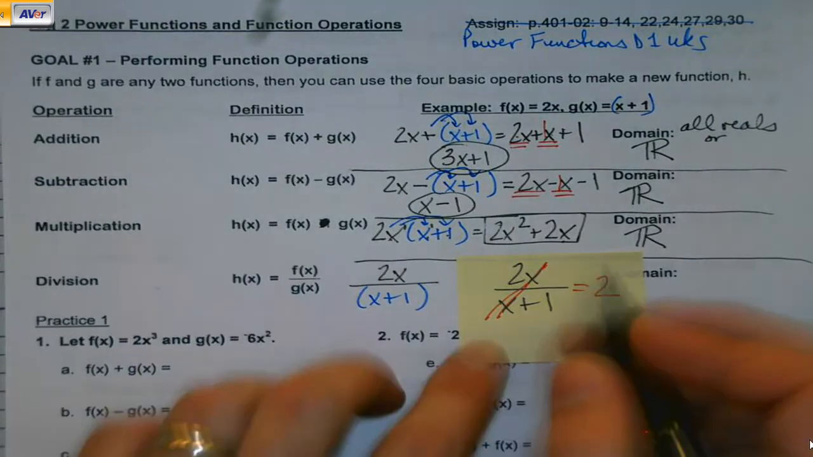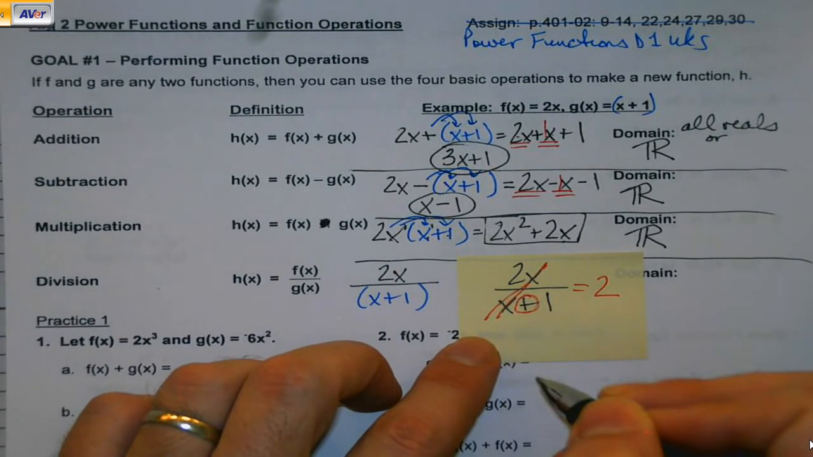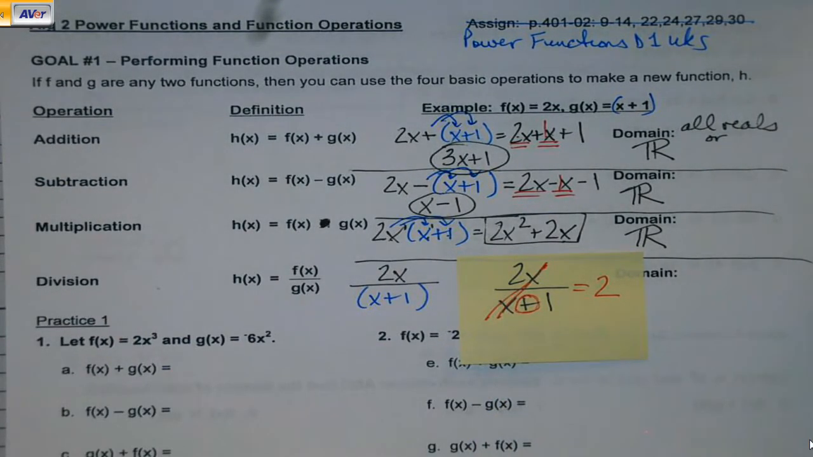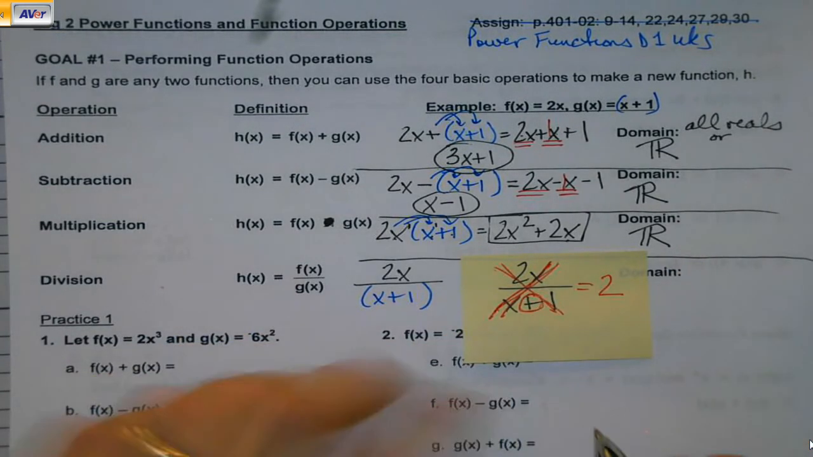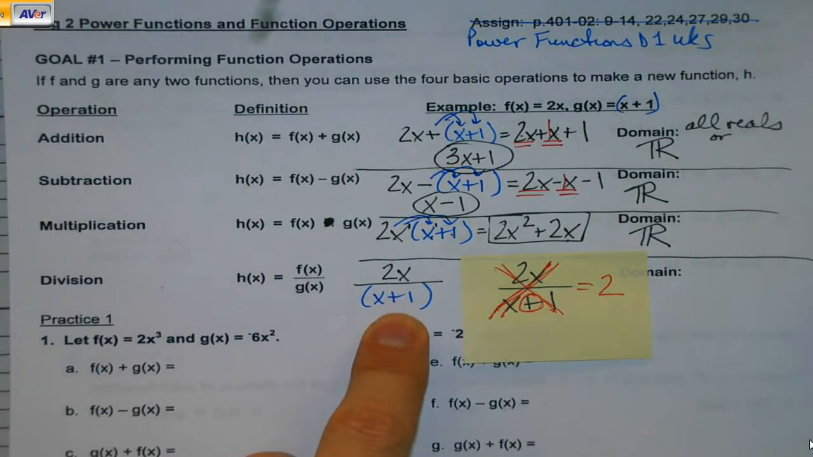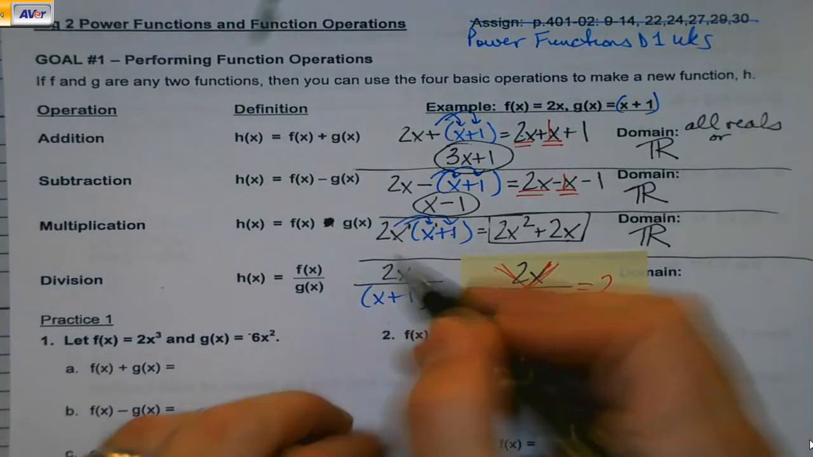Okay? This bond right here is strong. The only way I can separate the x and the 1 is if I have another x plus 1 to cancel it out with. Can't do these pieces and parts here. So that's a no-no. Okay? We're going to stick with this. That's as far as I can go with this one.